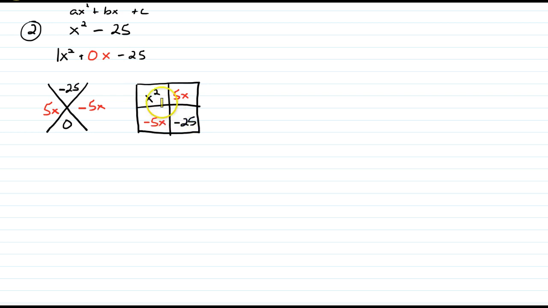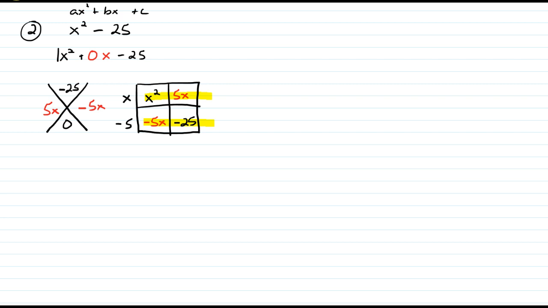And now we just look at the top row. What do they have in common? What can we factor out? So they both share an x. Now we look at the bottom row. So the small number can go into the big number. So it means we can take out a -5.